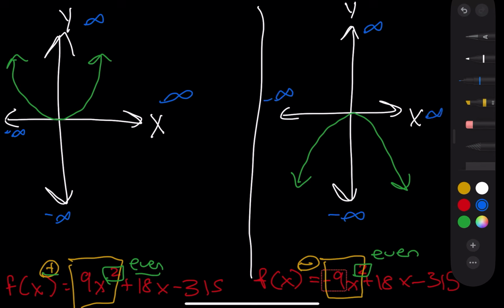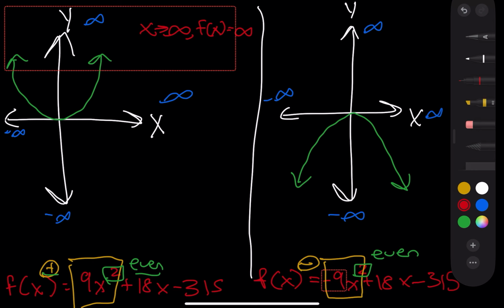So now how do we determine our end behavior? Well, we have to look at both sides. Let's focus on this side first. As x is approaching positive infinity, it's moving to the right and going upwards, meaning that as x approaches positive infinity, f of x or y, same thing, is also going to approach positive infinity.